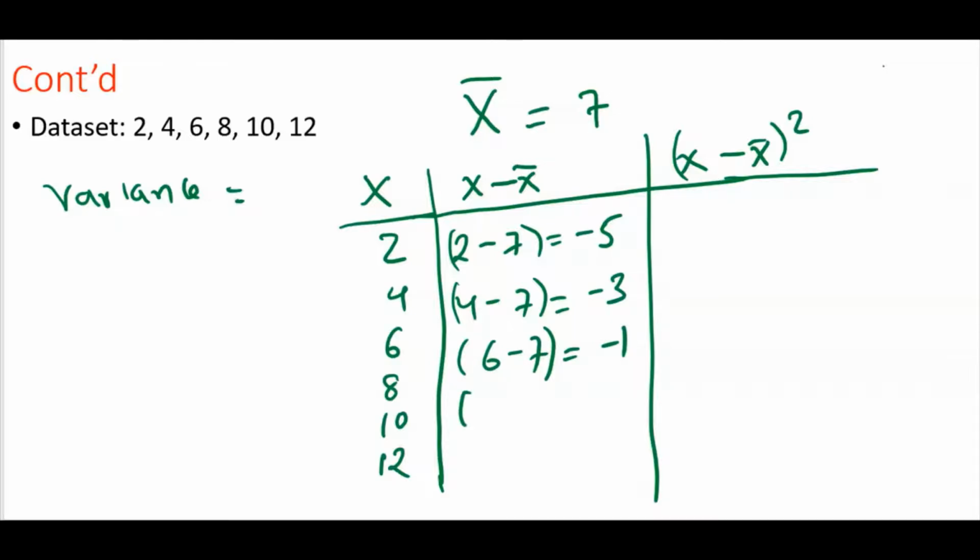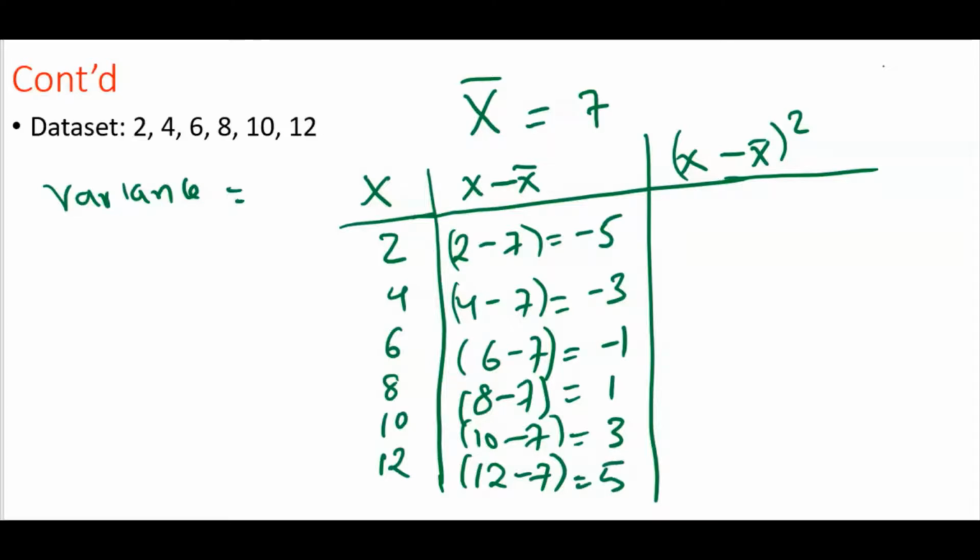The next one is 8. So 8 minus 7 is positive 1. 10 minus 7 is 3. The last one is 12 minus 7, which is equal to 5.